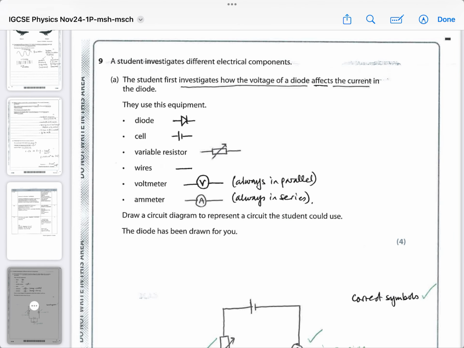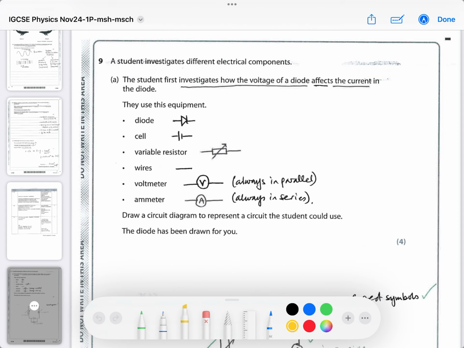Okay, this is today's video. It's part 2 of the IGCSE Physics Paper 1 from November 24, so it's a very recent exam. I went through part 1 yesterday and you'll find it in the same playlist. If you haven't watched that, you may want to go and watch the first 8 questions we covered yesterday.